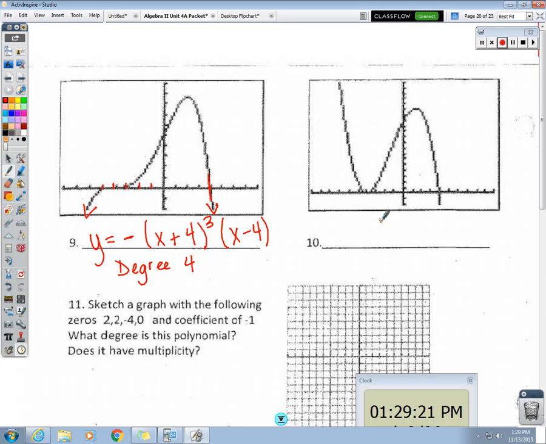Okay, number 10. Y equals negative, because from left to right, you're going down. Okay, over here at negative 4 we have a bounce, so you square. And then over here at positive 4, which I would represent with an x minus 4, it just crosses through. What is its degree? 3. And then an odd number because your graph's going opposite ways, so it has to be odd.